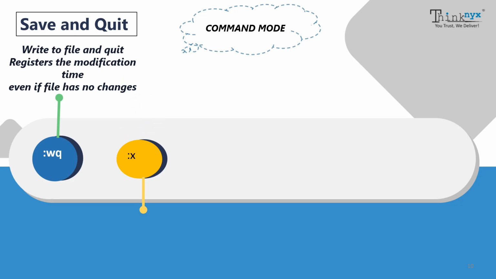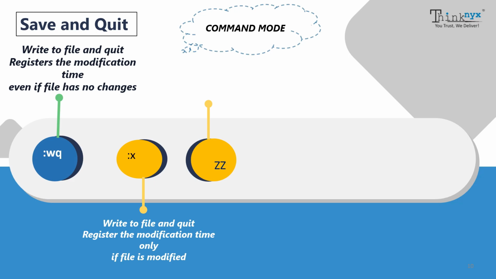:x is the command to save and quit, and the only hack of this is that if no changes are done, the date and modification time doesn't get registered just for opening the file. But in case of :wq, though there is no change, the time is updated for opening the file. ZZ, uppercase ZZ, is the shortcut key sequence to save and quit the file.